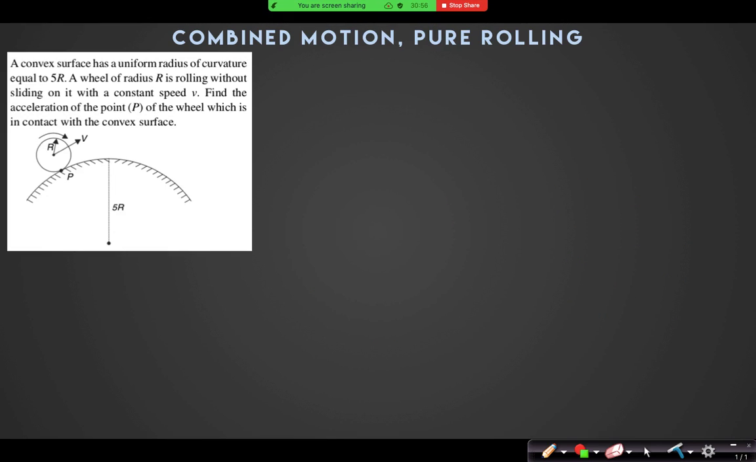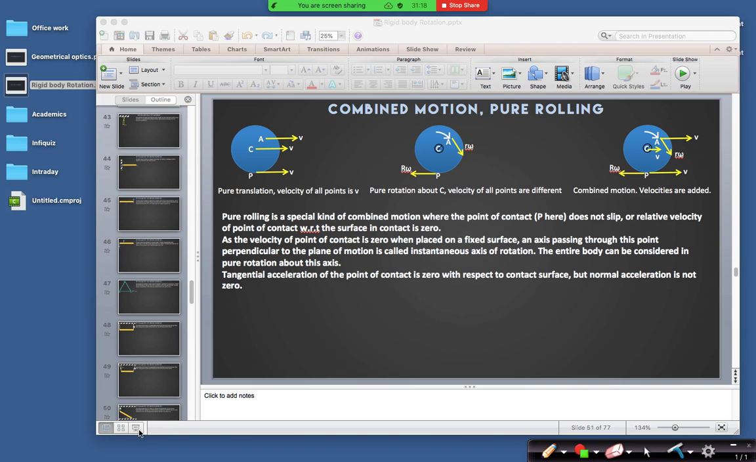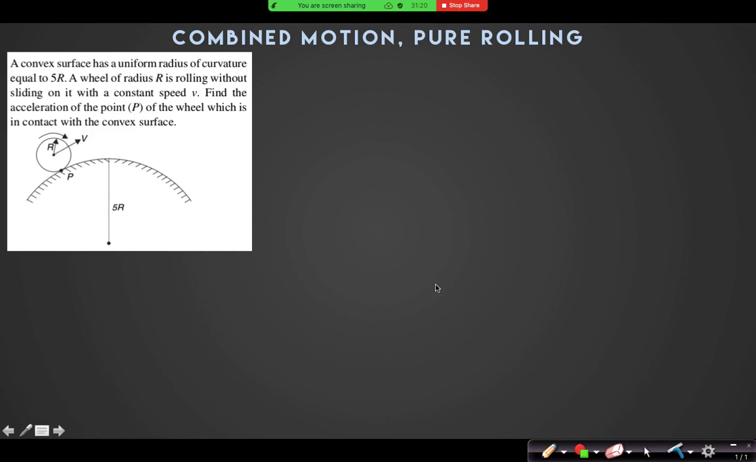This question says a convex surface has uniform radius 5r. A wheel of radius r is rolling without sliding on it with a constant speed v. Find acceleration of the point P which is in contact with the convex surface. Now, forget about the convex surface. Think about the wheel first. Suppose this is the wheel.